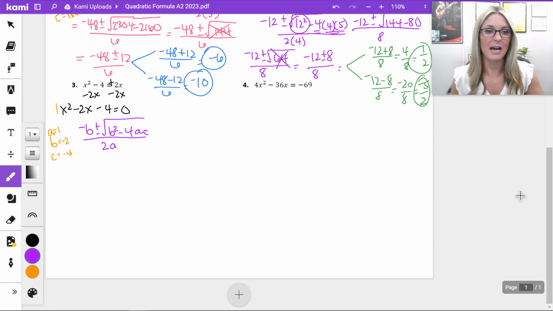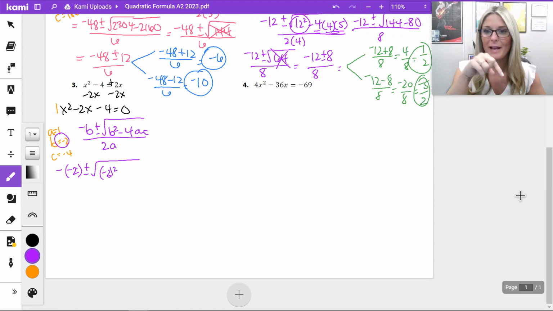Let's plug in. Now, careful here, our b value is negative. The formula also says negative b. So I have a negative 2 plus or minus the square root of, careful here as well, negative 2 is going to be squared. No matter what happens there in that radical, that b value, when it gets squared, it is always, always, always, always going to be positive right there, okay? Minus 4 times a times c, all over 2a, 2 times 1.